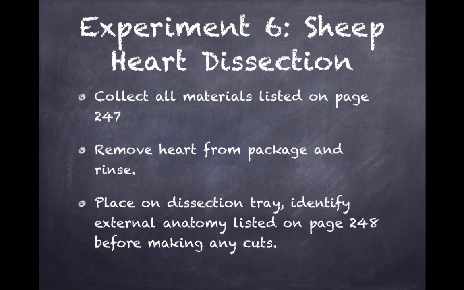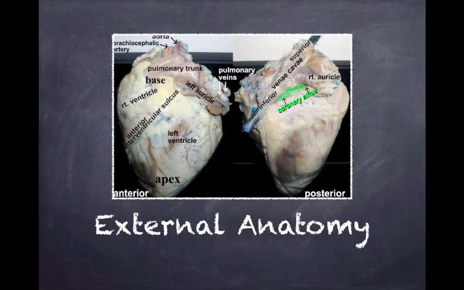First, identify all of the structures listed on page 248 under numbers 4 and 5. It may help to have a labeled picture of the heart nearby. This is the external anatomy.